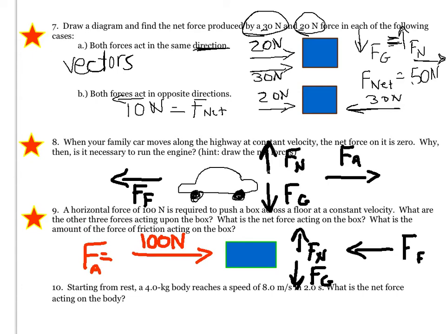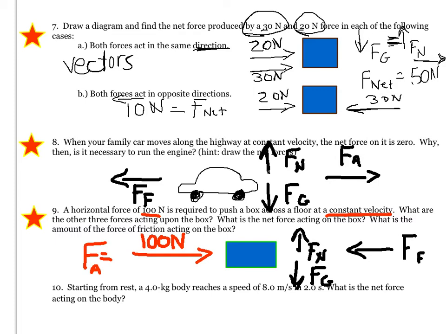So let's review this question again. The horizontal force of 100 newtons is required to push a box across the floor at a constant velocity. You see this pop up a lot. So same thing as in number 8. Okay, we saw that when there's a constant velocity, the net forces are all 0. The forces are balanced. So if it's a constant velocity, and I'll keep explaining it, constant velocity means no acceleration.